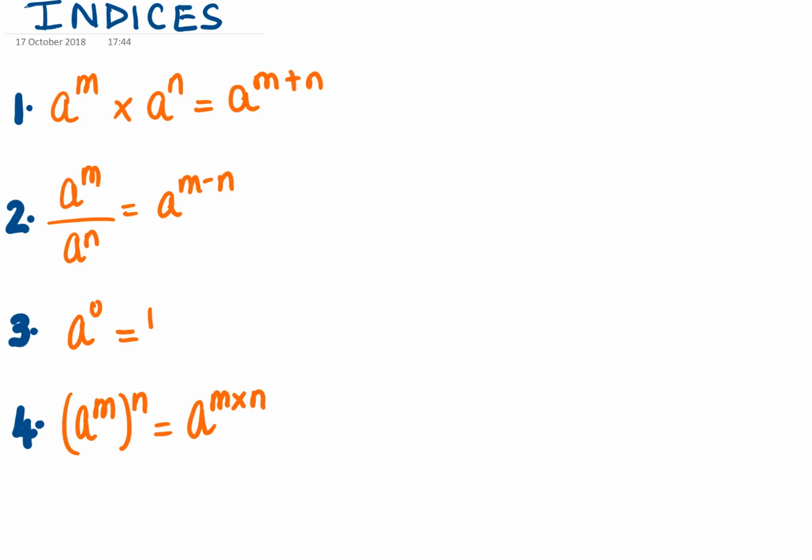First law is a raised to m into a raised to n is equal to a raised to m plus n. The second law is a raised to m upon a raised to n is equal to a raised to m minus n. The third is a raised to 0 is equal to 1. And the fourth one is a raised to m the whole raised to n is equal to a raised to m into n. Now I shall explain to you the meaning of these 4 laws.